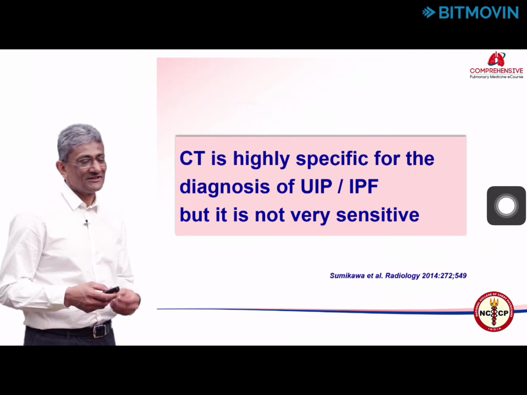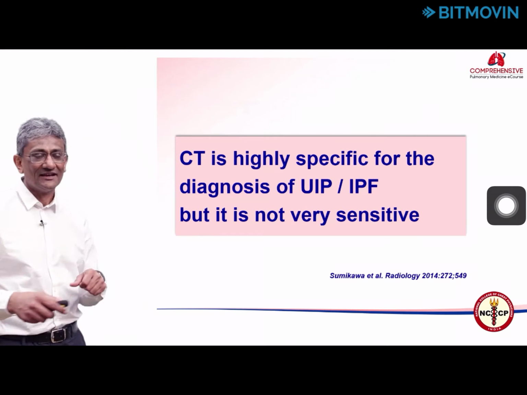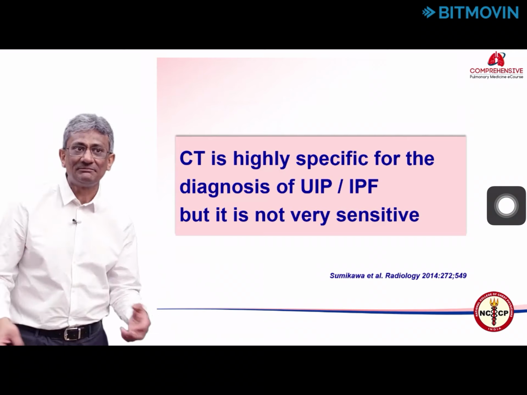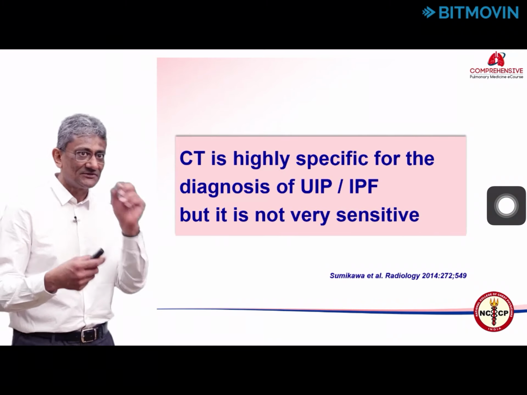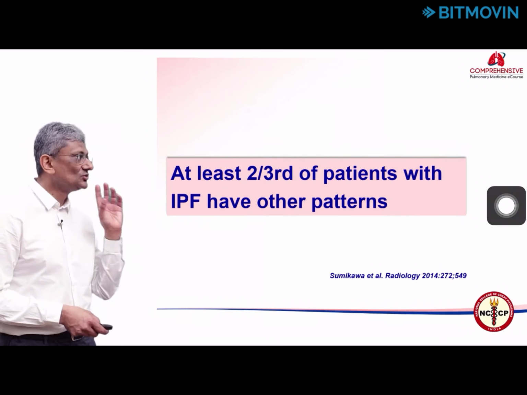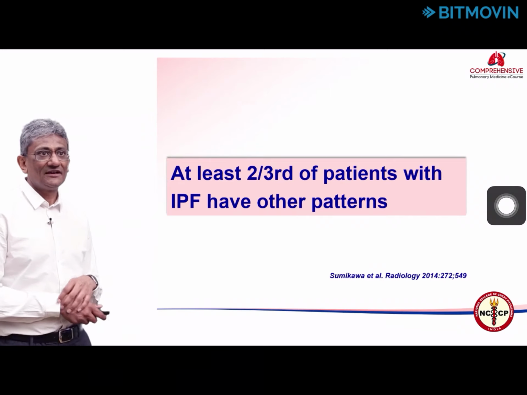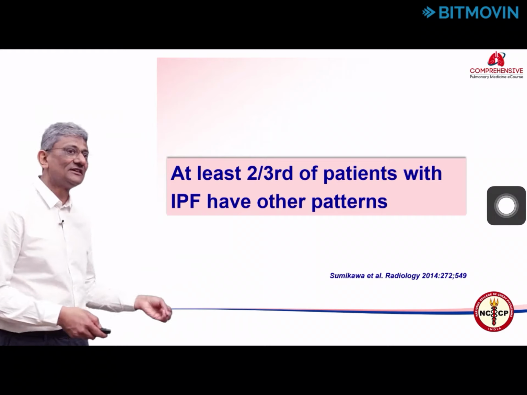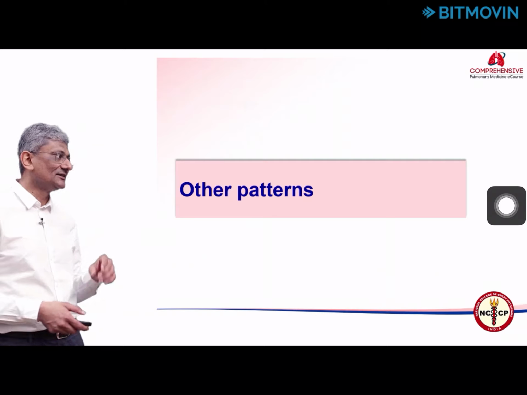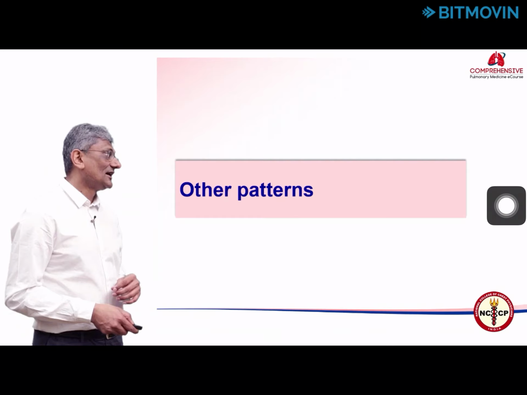So, what is the problem? There are always problems in medicine, right? So, where is the problem now? The problem is, while CT is very specific, so if I see honeycombing, I see the UIP pattern, then we are very good, yeah, 99 times out of 100 we are going to be right. It is not very sensitive, and 2/3 of patients in different studies with IPF have other patterns or do not have the typical classic UIP pattern that we've talked about. So, what are all these other patterns that we need to be aware of if we want to make a diagnosis of IPF?